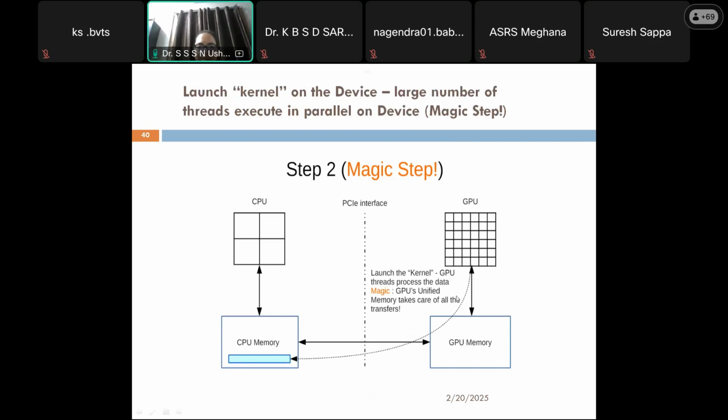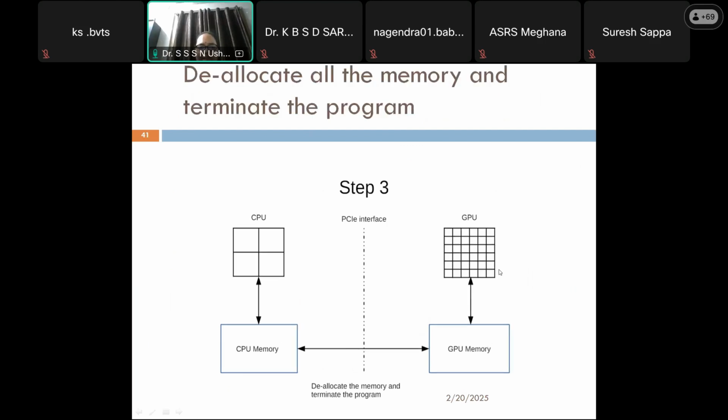Here, launch the kernel with GPU threads to process the data, and the GPU's unified memory takes care of all the transfers. So this unified memory is going to take care of all the transfers. And then finally deallocate. That's it.